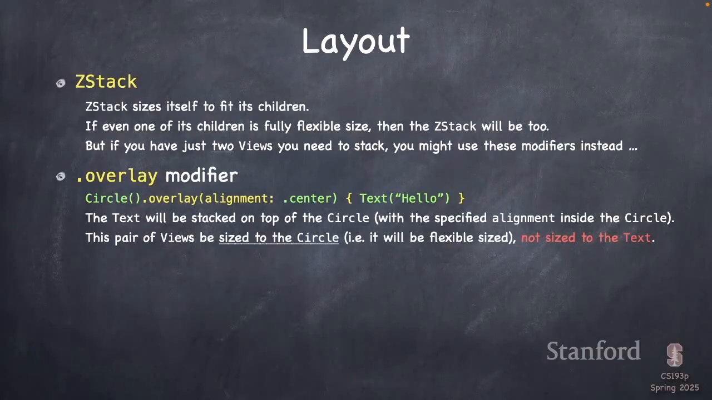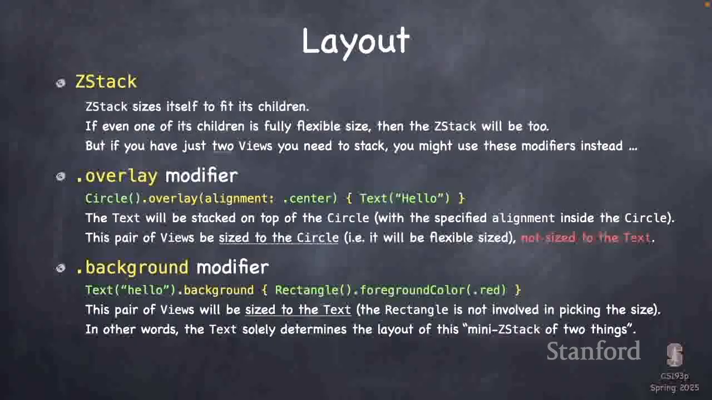And similarly, there is something called background, which is the same thing, except that the other view is behind. So in this case, this background one, the text hello, it determines the layout. And this rectangle foreground color red goes in the back. And it would be the size of the text, because it has to live with whatever the text got laid out to be. And this is really valuable for debugging.